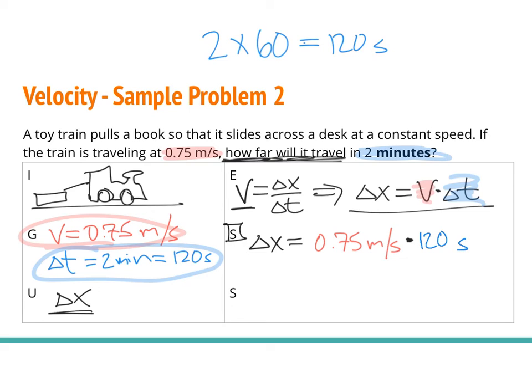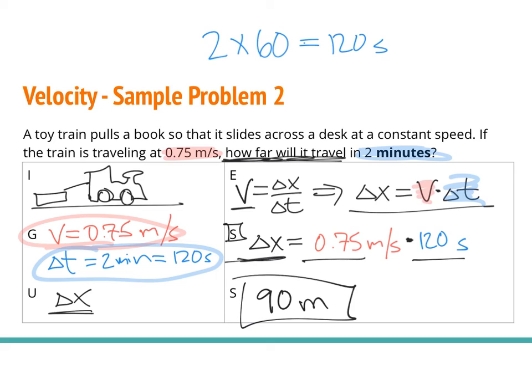And now I've got to do 0.75 times 120. You can use a calculator and you'll get 90. And we're doing a delta x. Delta x has the unit of meters because it's a displacement. So our answer is 90 meters.